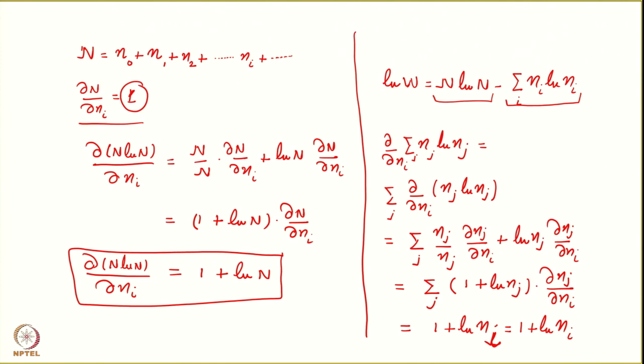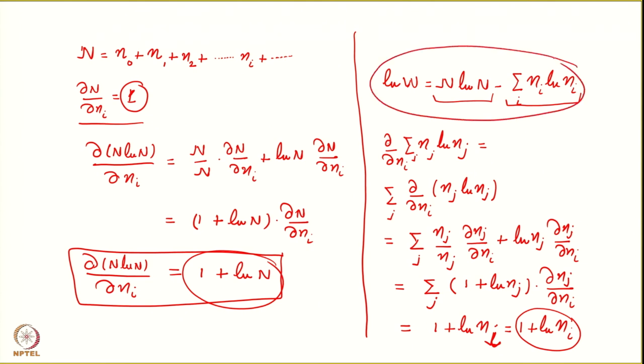So we have the expressions for both. The first part is 1 plus log N. The second part is 1 plus log Ni. And now we can go back and put into these. This is what our aim was, that we take the derivative of this and then work on that forward. All right.